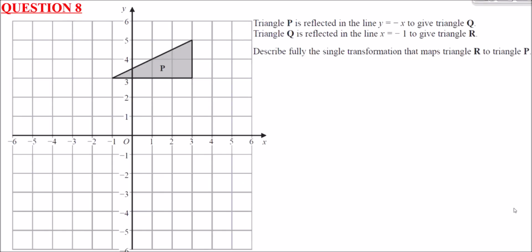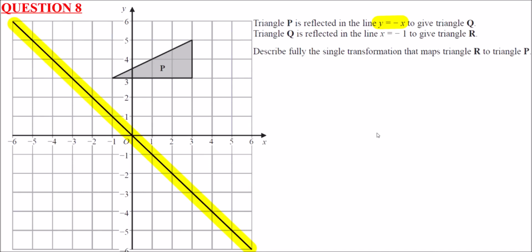Question 8. We're talking about transformations of shapes on the coordinate grid. So triangle P is reflected first of all in the line y equals minus x to give Q. Let's just do this step by step. Let's first of all find how P is going to move to Q. So it's reflected in the line y equals minus x. First of all, we need to draw that line in. We should know that the line y equals minus x goes through the origin and is perfectly diagonal from corner to corner going downwards. So it's going to be this line here I've drawn in.